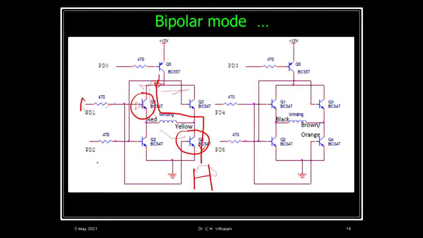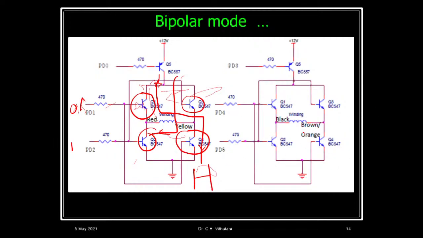Whenever PD2 is high and PD1 is low, what will happen? When this is high and this is low, transistors Q2 and Q3 will be on. When these two transistors are on, your current will flow in this way, right? So the direction of current will change whenever you change from PD1 to PD2, right? Similarly PD4 and PD5. So this is for the second winding.